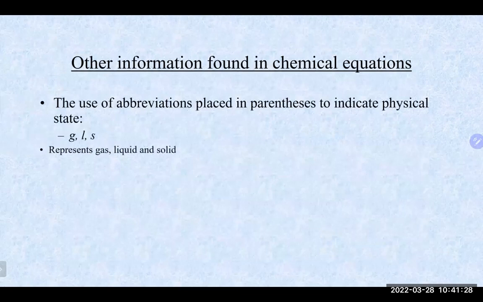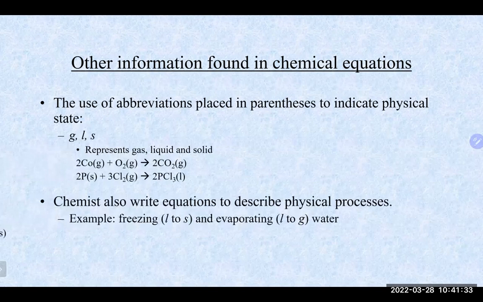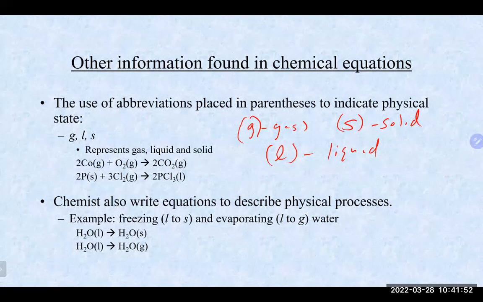So some of the other important information that we do see in equations are really the states. Next to our formulas, we oftentimes will see either G for gas, in parentheses, S for solid, L for liquid. So again, we got some gases here. That should be a capital O, like carbon monoxide. So that is a CO gas there, some gases going all the way across there. We have some solids, gases, and liquids.